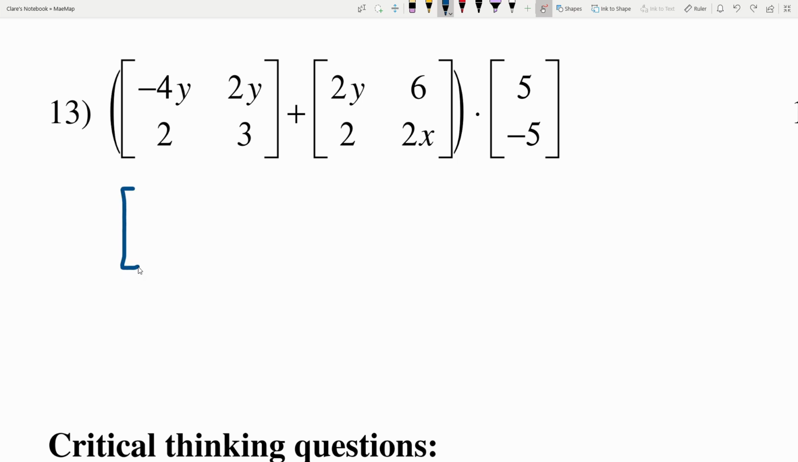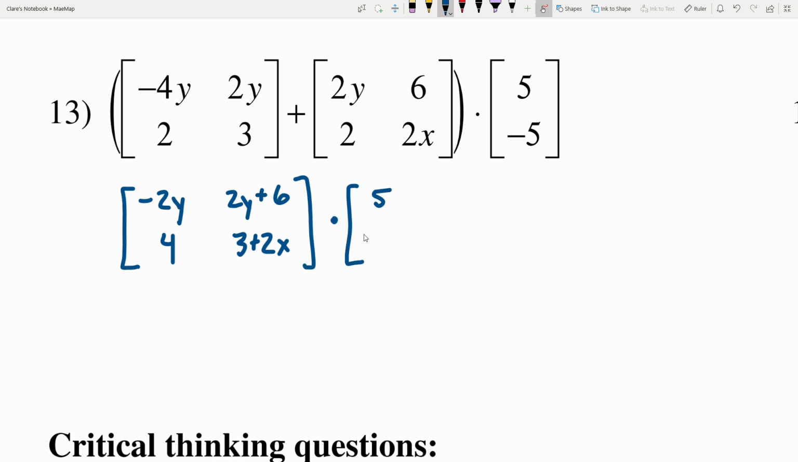So adding my matrices first, I have negative 4y plus 2y, like terms, that's going to be a negative 2y. Then I have 2y plus 6. Can't combine those, so I'll just rewrite it. Then 2 plus 2, that's 4. And then 3 plus 2x is going to be 3 plus 2x. Now I'll be multiplying that by 5, negative 5.